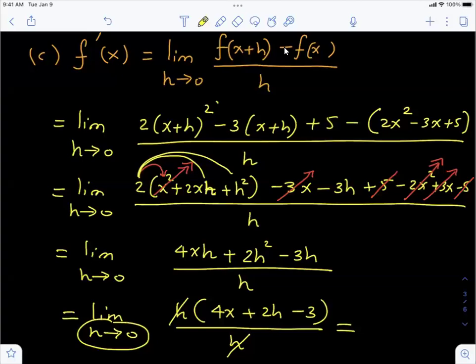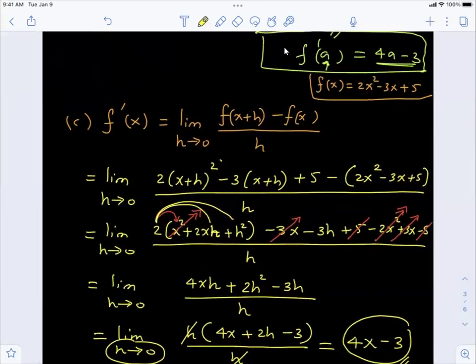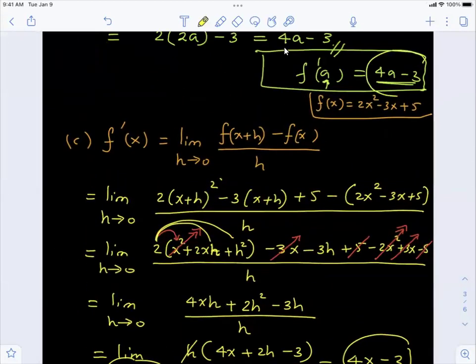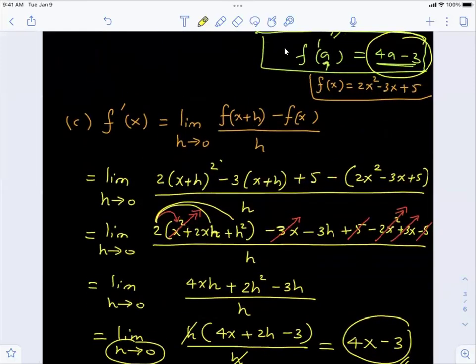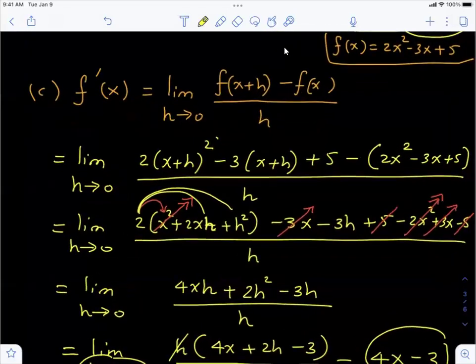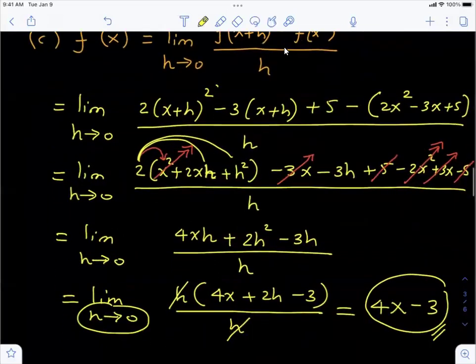So once you plug h equals 0 in this expression, x remains intact. So 4x, this term turns out to be 0, and then minus 3. And that's our answer. Grab this answer and go ahead and check how similar it was with what we got in the previous answer. Look at that. The same. I told you these two definitions are giving you the same thing.